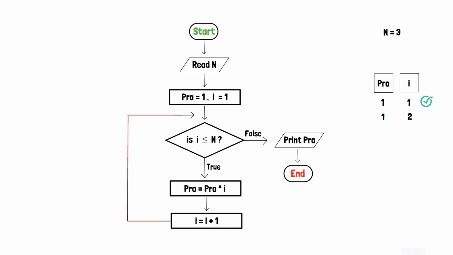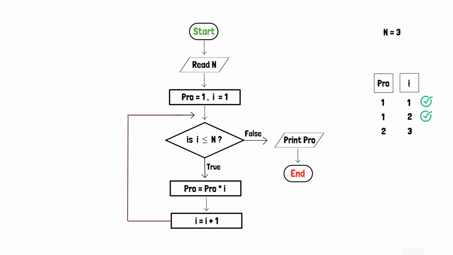Now, as I is equal to 2 and 2 is less than or equal to 3, the condition in the decision box is again true. Hence, pro becomes 1 multiplied by 2, that is 2, and I becomes 3 after incrementation.